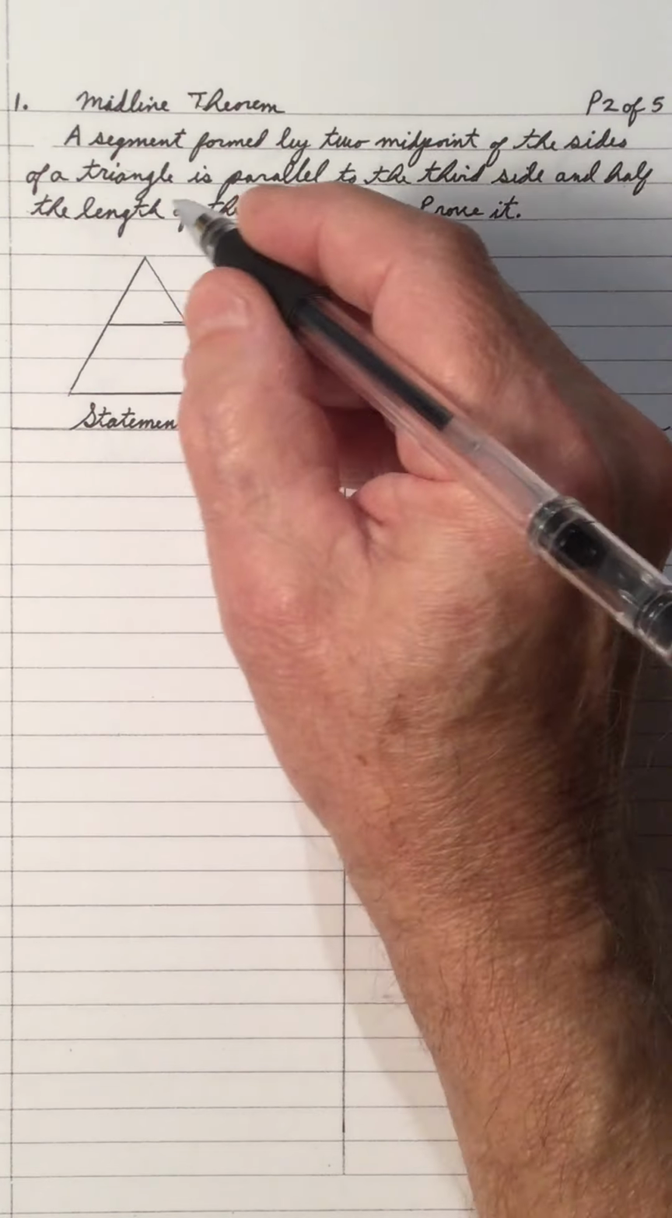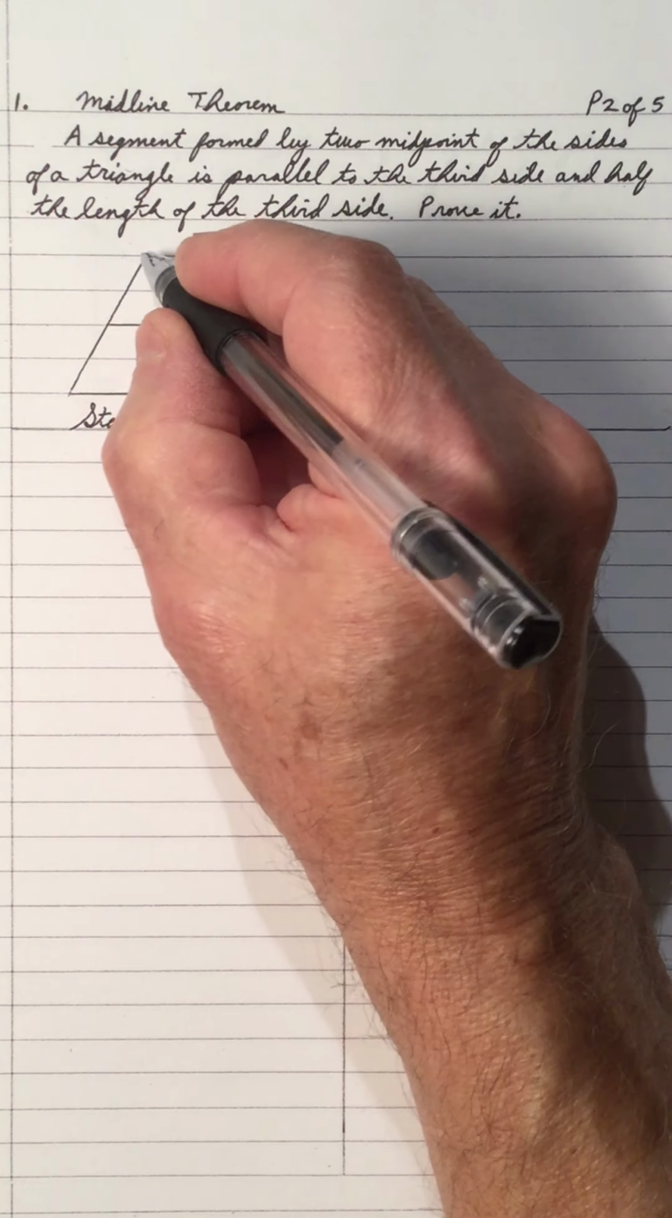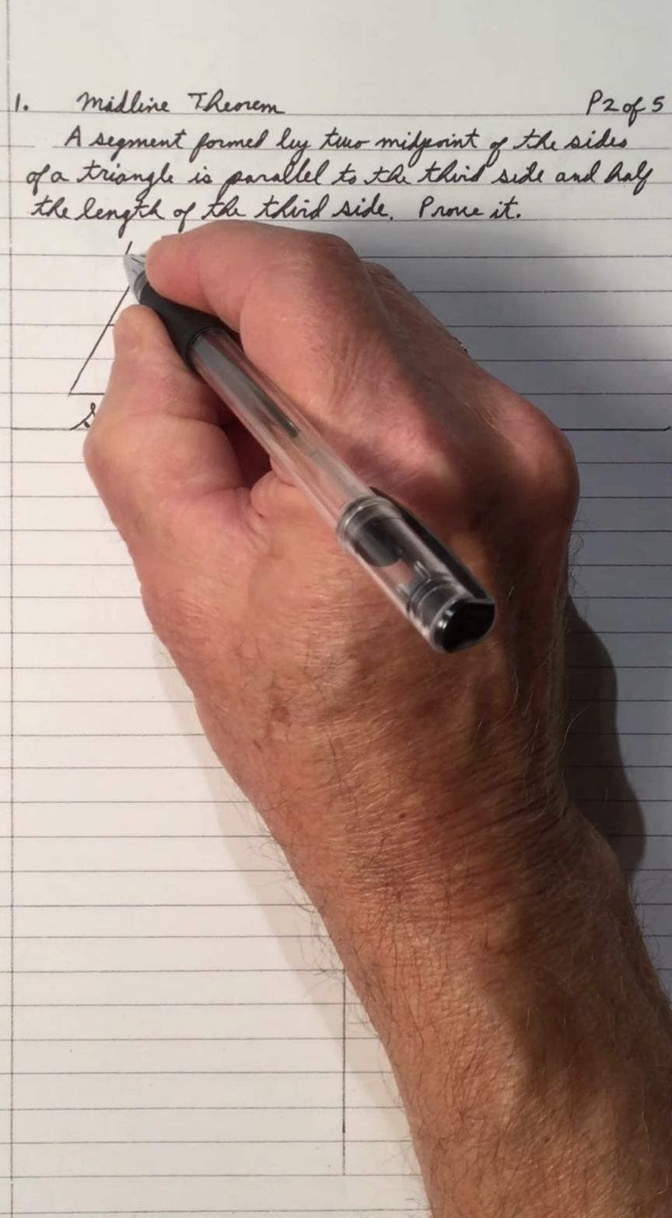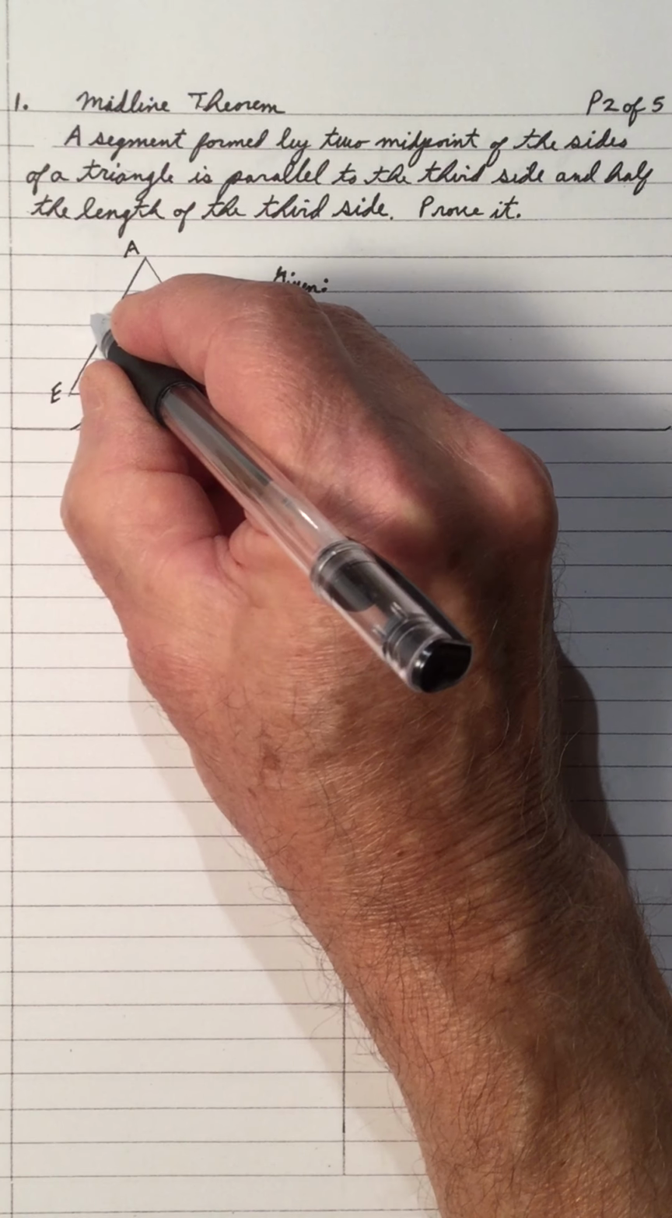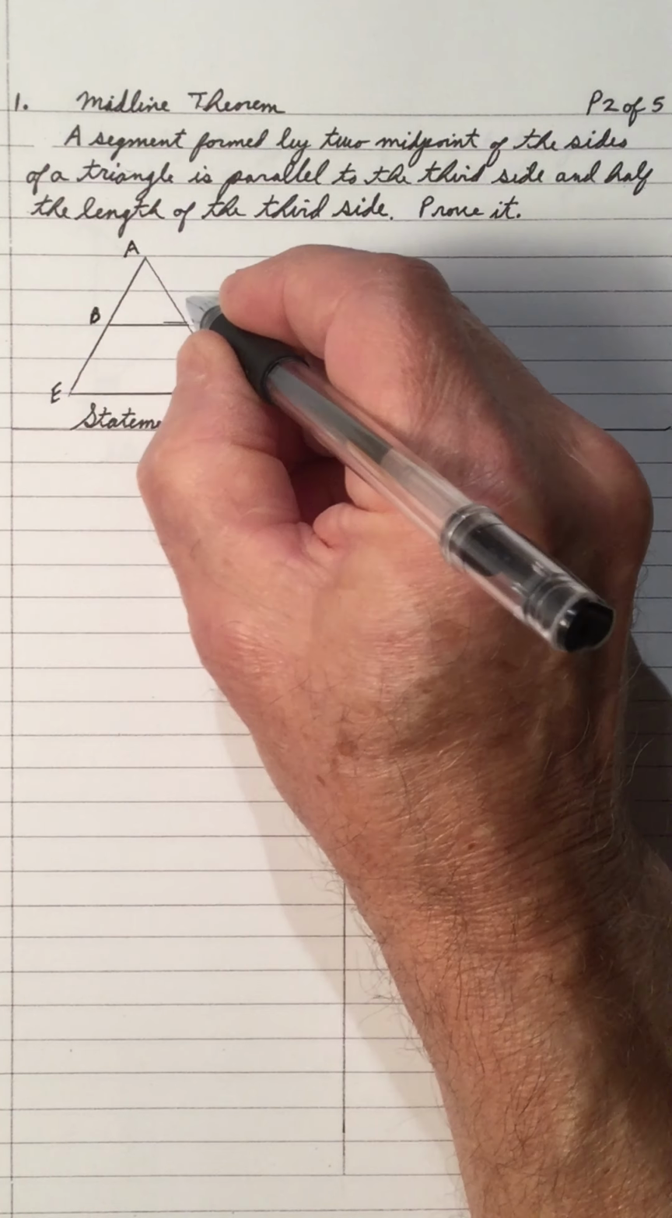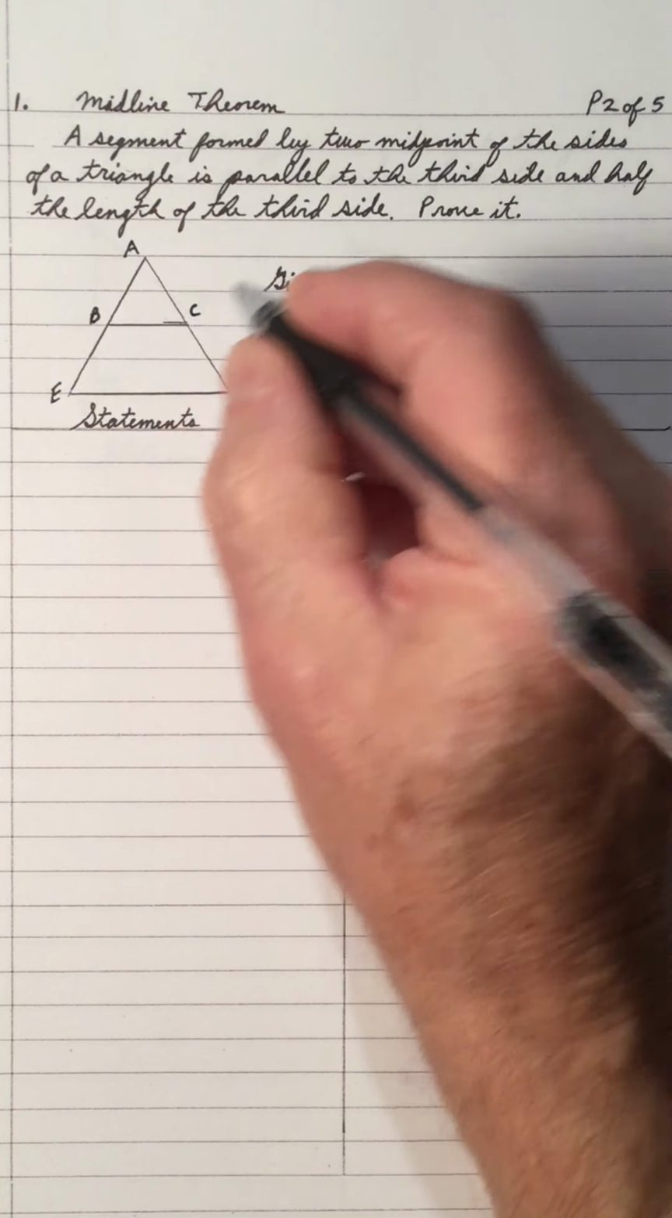It says that, let's letter the triangle first. We've got a triangle AEK, and we're going to label the midpoints as B and C. So we have a segment formed by the two midpoints. So BC is the segment formed by the two midpoints. And we're going to prove that BC is parallel to EK and BC is a half of EK.